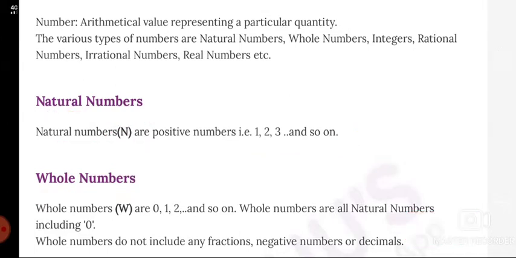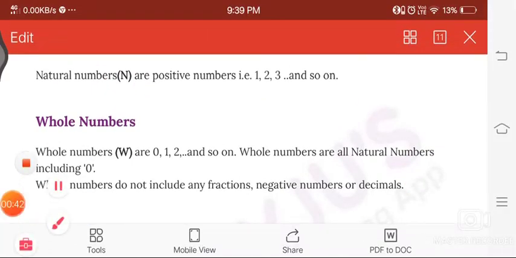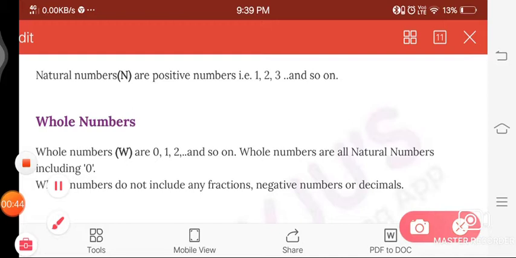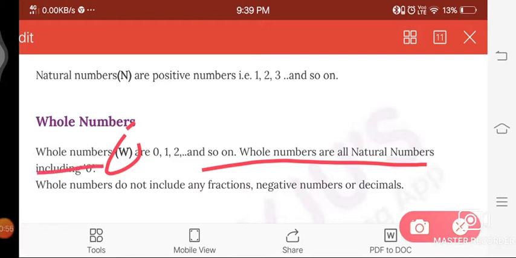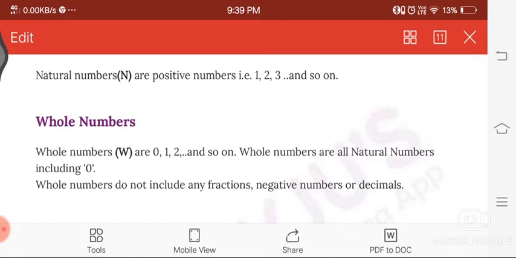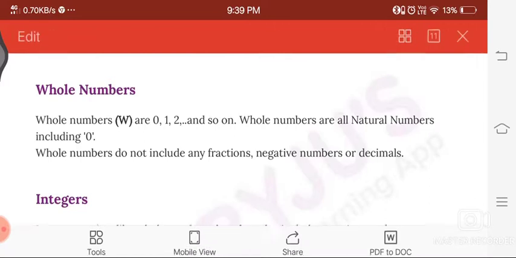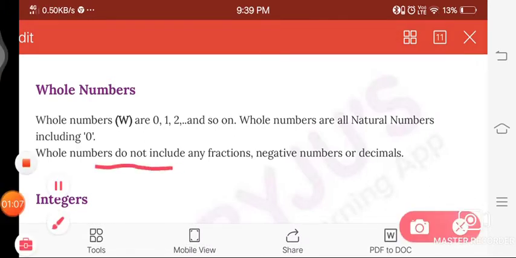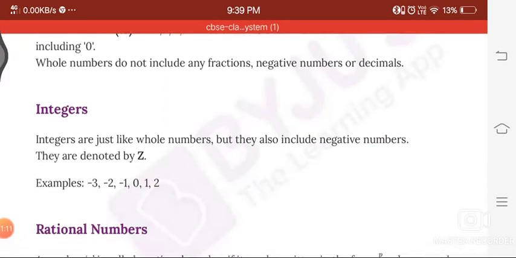Whole numbers, what are whole numbers? Whole numbers are represented by the capital W. They include all the natural numbers and 0, that is 0, 1, 2, 3, and so on. The whole numbers do not include any fraction, negative number, or decimals.